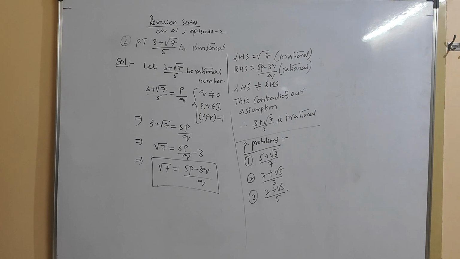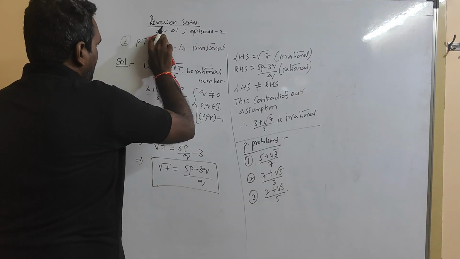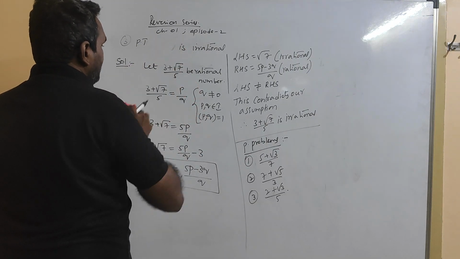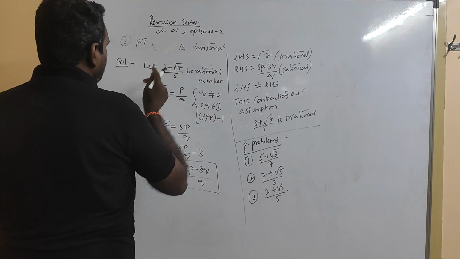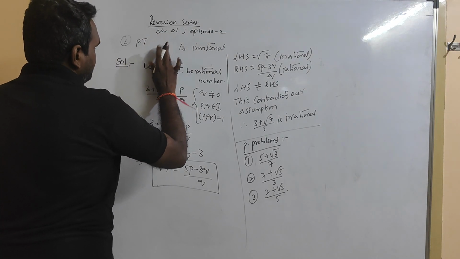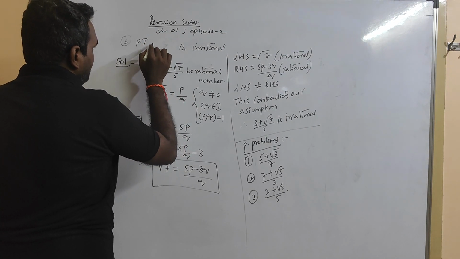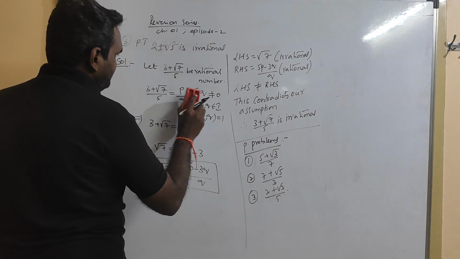And the next question is 2 plus root 5. All small questions only, but different genres are there. That is the reason. The next question is 2 plus root 5.